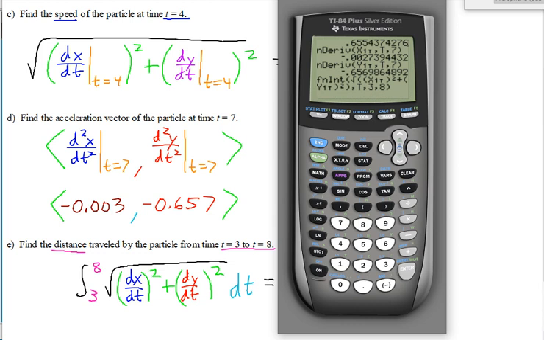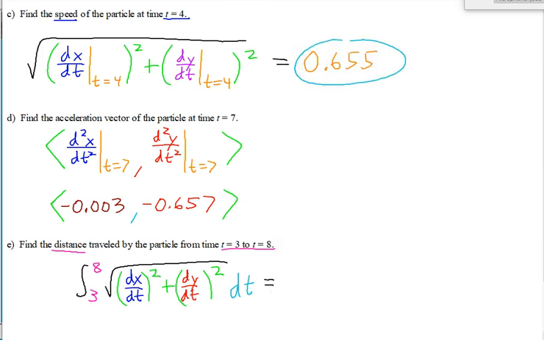Sometimes with the square roots you have to wait a little while on the calculator to approximate the integral, I've noticed. So just be patient, it'll eventually give us the answer. There it is, 3.159. The units, whatever the measurements are.